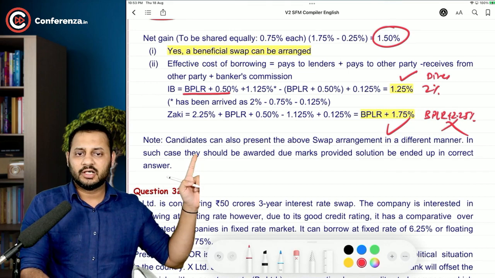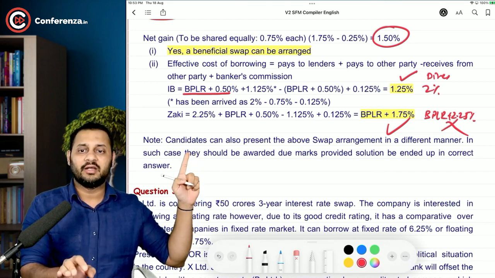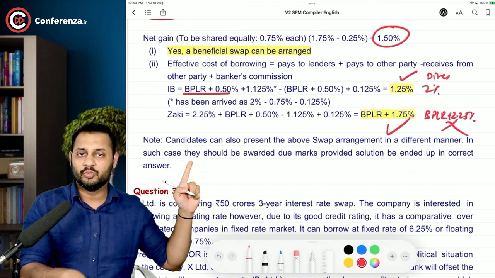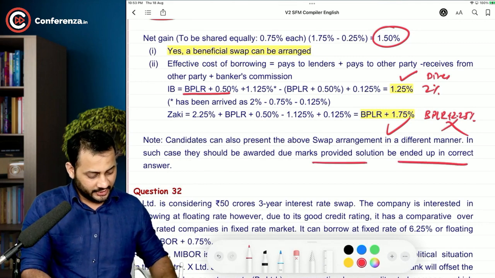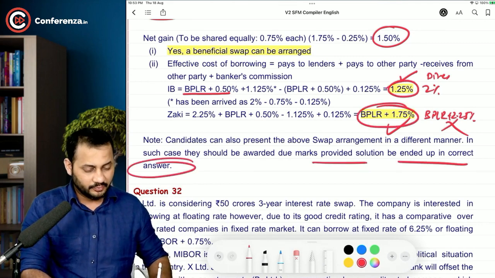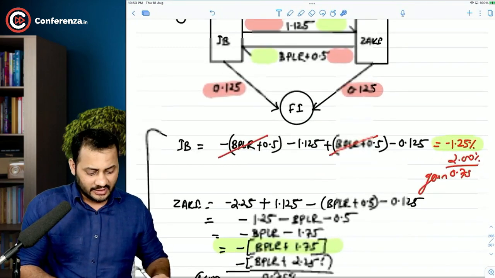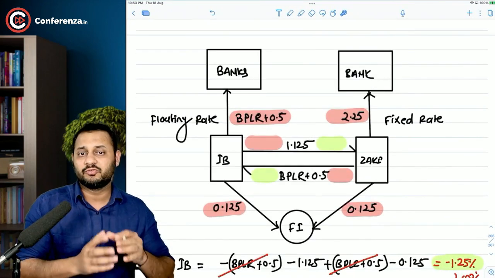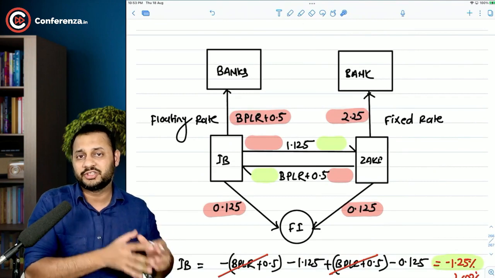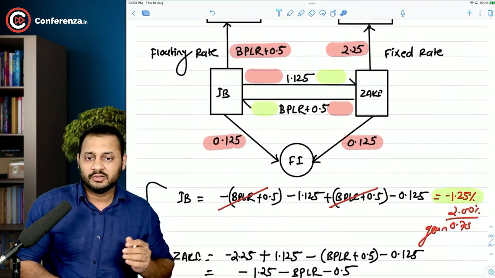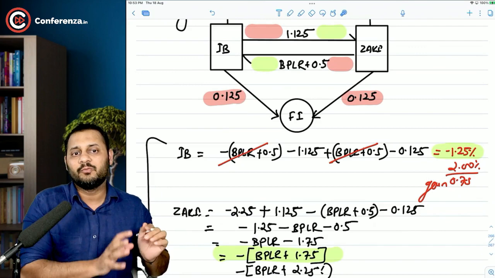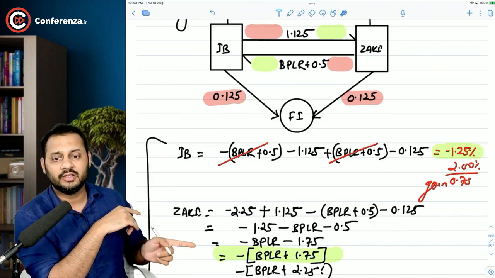Candidates can also present the above swap arrangement in a different manner. In such case, they should be awarded due marks provided the solution ended up in a correct answer. So this should be the final answer. This should be visible. It is not visible with the diagram. So diagram is just for the purpose of making sure that you are doing the correct calculation and making it easy. Then you have to write it in equation and end up with an answer of 1.25 and this one.